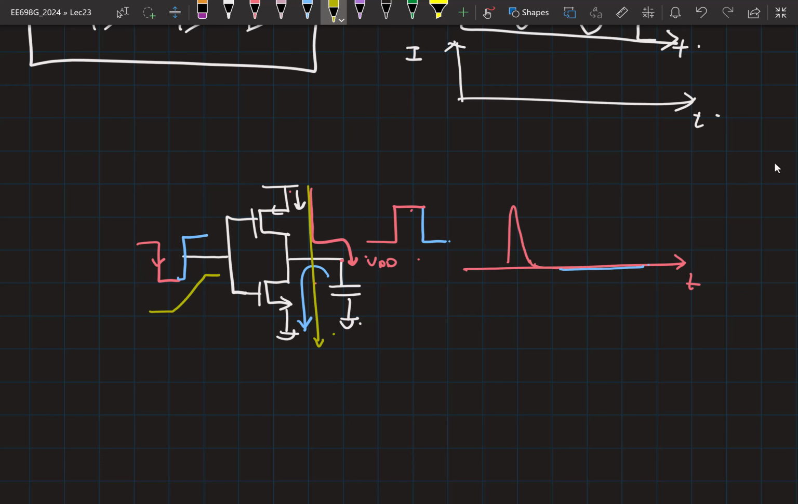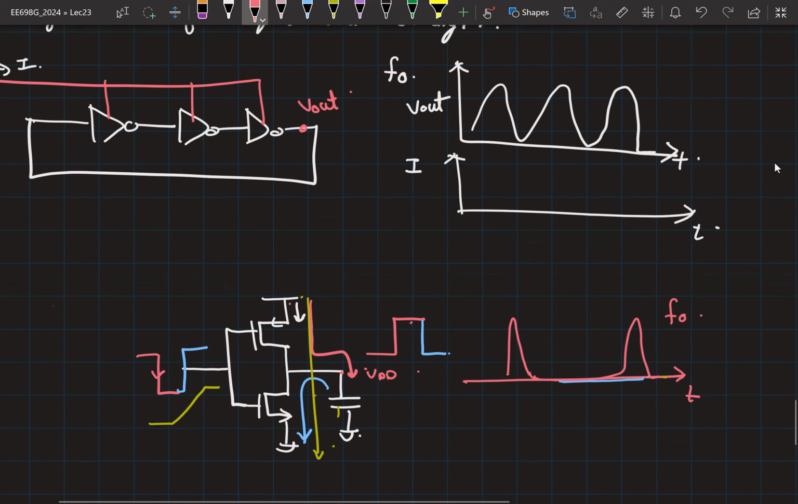If you had short circuit current, you'll see a larger spike when the capacitor is charging, right? Because it is the current that is charging the capacitor as well as the current that is flowing into the ground. And then during the falling edge, the capacitor will discharge through the NMOS. You will also have a short circuit current from VDD to ground. So you will have a smaller spike during the falling edge. Okay. So for one inverter, if I again ignore the short circuit current, you would expect to see spikes at F0. Right?